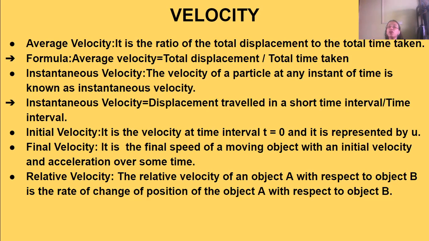Okay, then initial velocity. Initial velocity is the velocity at time t equal to 0, and it is represented by small u. At t equal to 0, how much is the velocity? That will be the initial velocity. Okay, at time 0, what is the velocity?